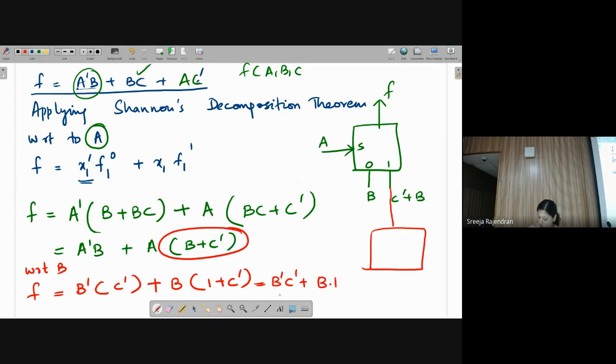I can say, so now B is my select line. So when B is my select line, 0 and 1. When B is 0, C bar is the input. And when B is 1, 1 is the input. So I decomposed it further. I think explaining through a mux tree was easier than explaining through this. So anyway, this is how mathematically you can decompose the function. So here again I have multiple muxes involved. So that brings us to the end of multiplexers.